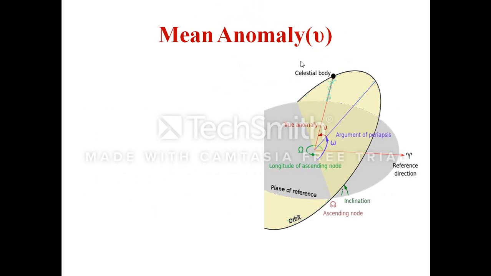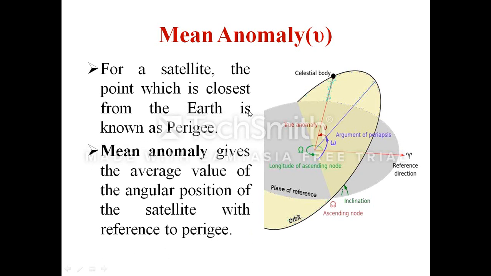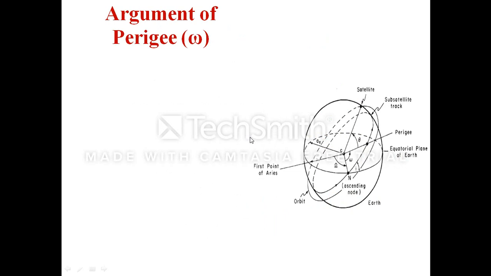Now next parameter is the mean anomaly, denoted by mu. In this figure, this is the mean anomaly. For the satellite, the point which is closest to the Earth is known as the perigee, and the point which is farthest from the Earth is known as the apogee. This mean anomaly is related with the perigee point. This mean anomaly gives the average value of the angular position of the satellite with reference to the perigee point. So it is related with the perigee position.